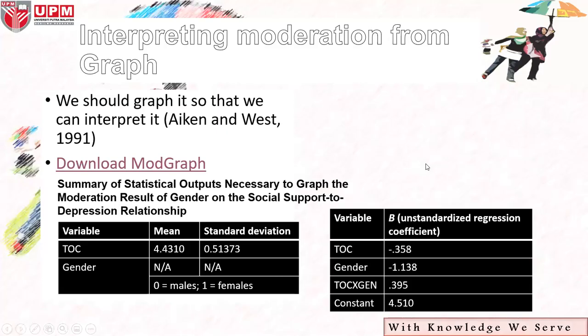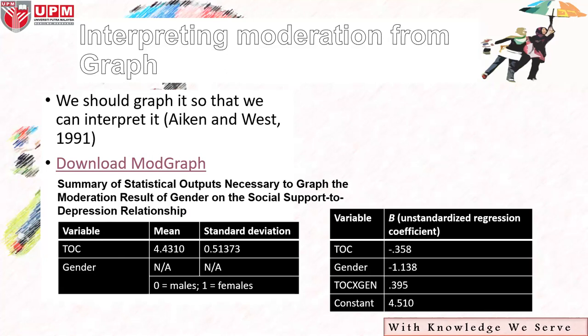Okay, so these are the statistics that are necessary to be inserted in the output or in the column provided from the website. First, we need the mean. The mean for our first variable, our IV, which is task oriented copying, is 4.4310. The standard deviation equals 0.51373.